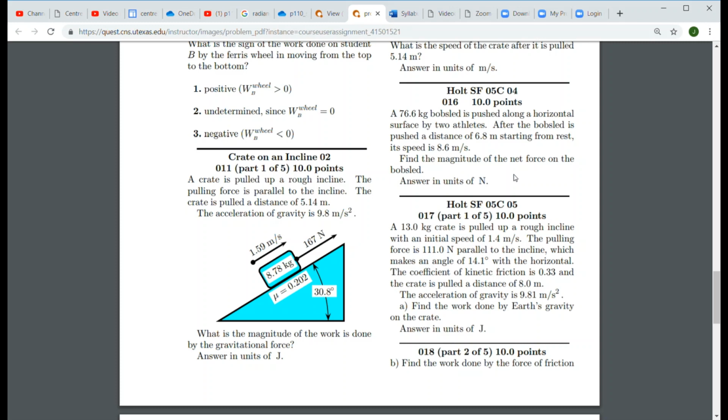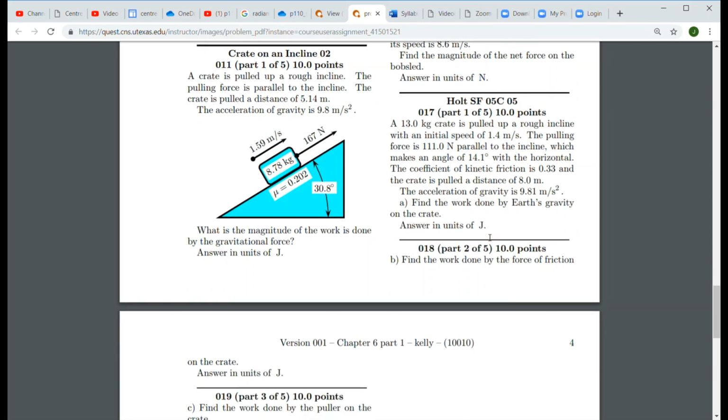we know that its final speed is 8.6 meters per second, and its initial speed is 0. So if I do 1/2 mv final squared minus 1/2 mv initial squared, I can calculate that number and set it equal to F net x times delta x. And our delta x in this case is 6.8 meters, and solve for F net x. That would give us our answer in newtons.